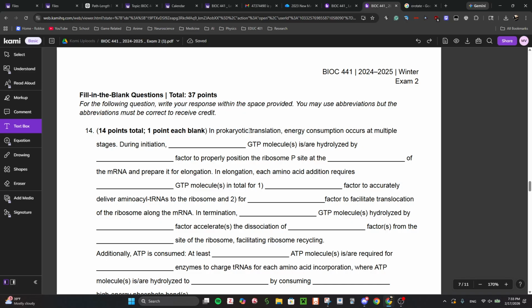In prokaryote translation, energy consumption occurs at multiple stages. During initiation, how many GTPs are used in initiation? 1. Where is the 1 GTP used? IF2, thank you. Nope, that is literally just initiation. Yep, hydrolyzed. Which factor is it again? IF2, thank you. Yep.